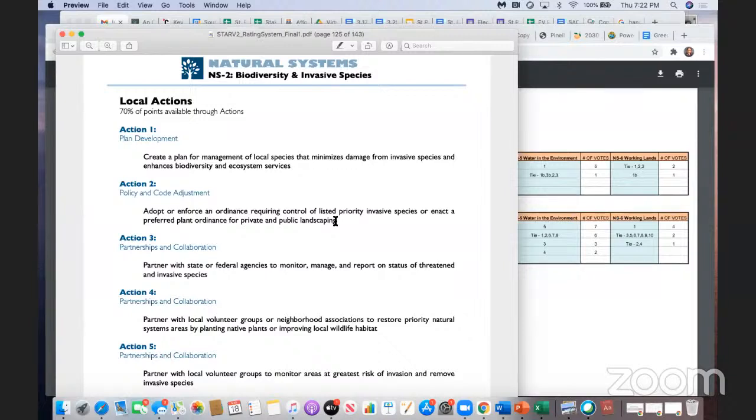Yeah. It would also be good not only to have a preferred plant list, but a list of what not to have, like in the north of here, like in Georgia, don't plant kudzu. Yeah, I think that would go in the invasive species list that they're creating. That's the first part.